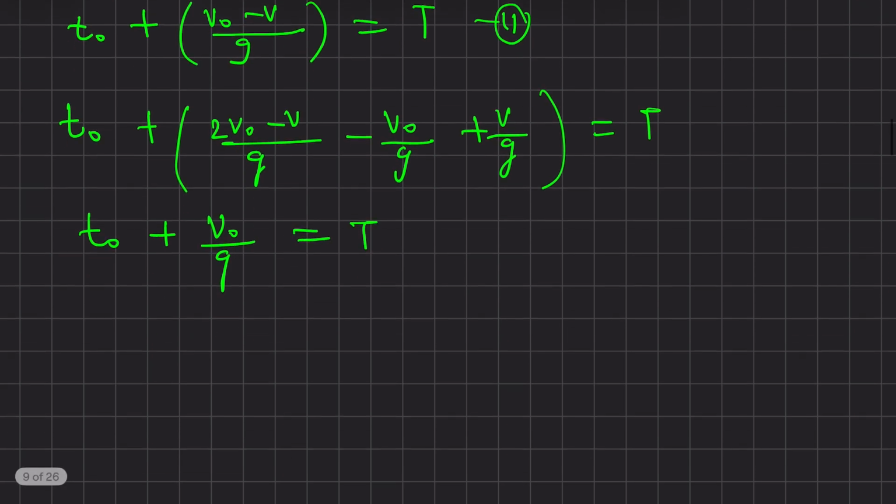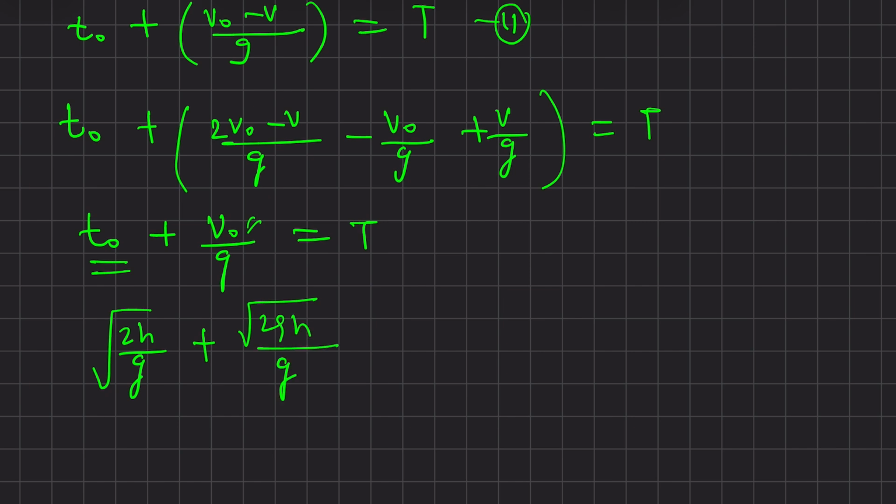So guys, now you know the t naught value and you know the v naught value, we can put the values of both. So this will be under root of 2h by g, and this will be under root of 2gh divided by g, and that is equal to t. So t will come 2 of under root of 2h by g.